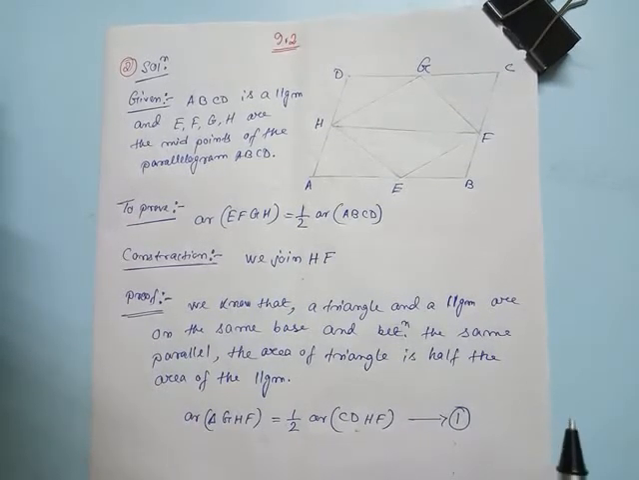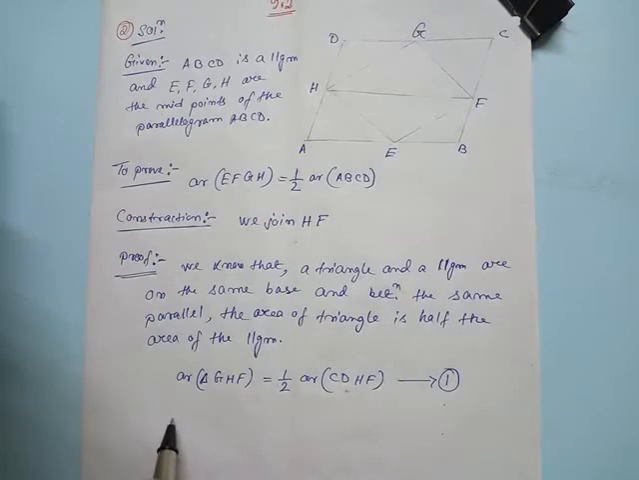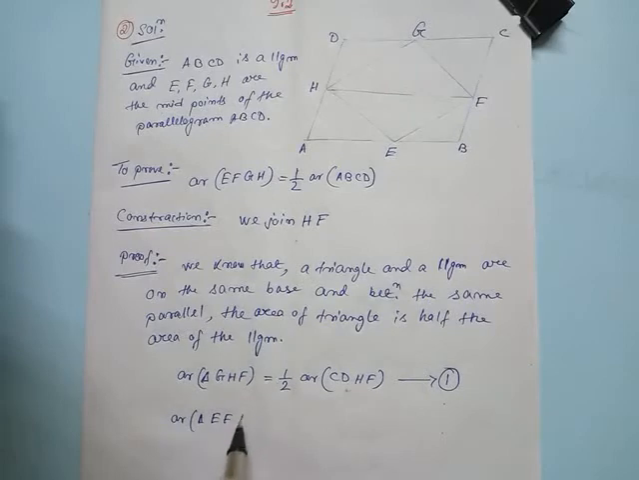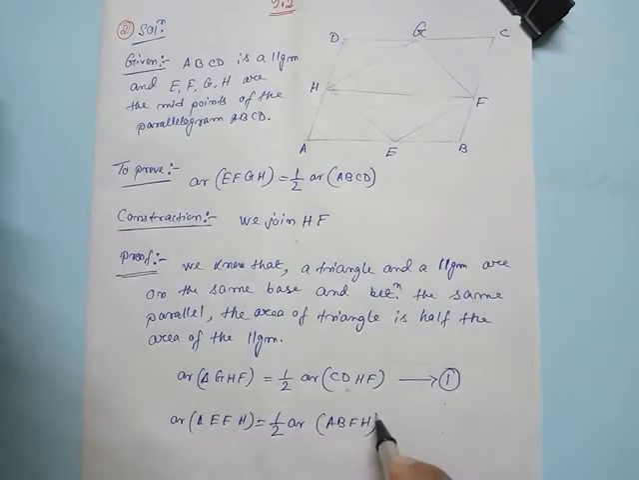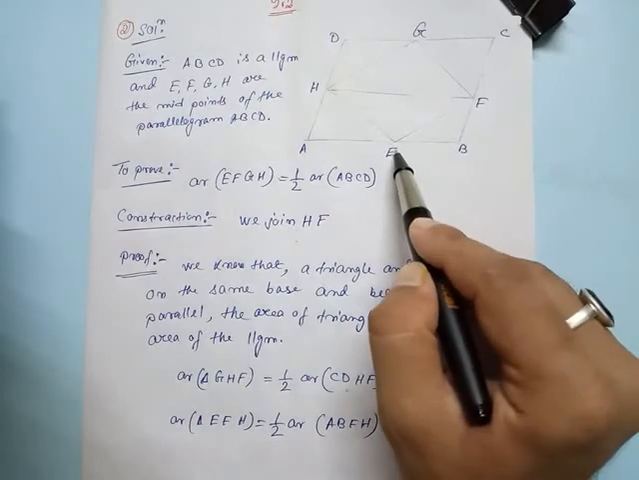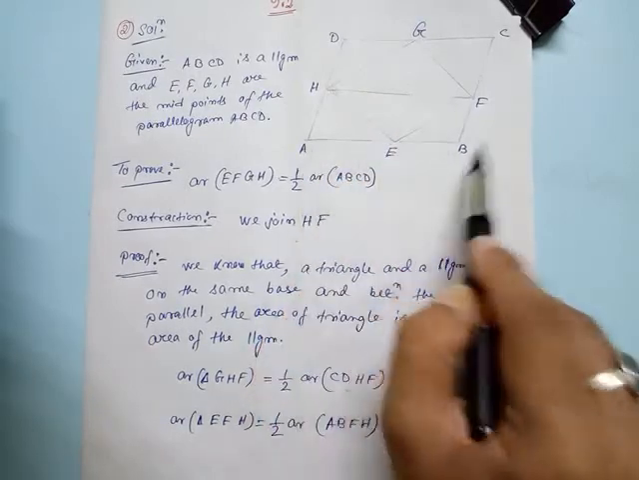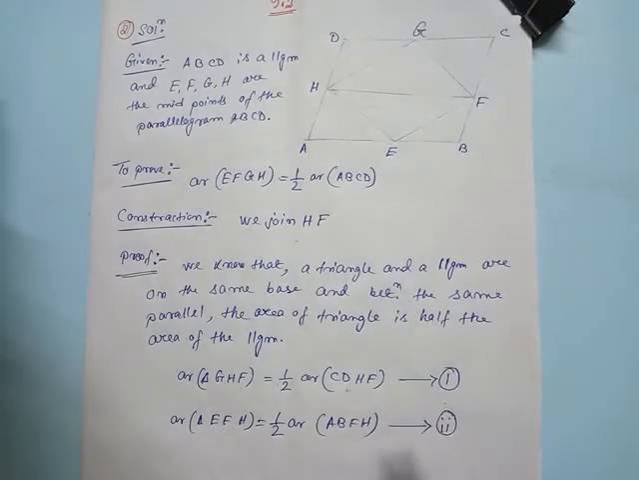Now just after that, triangle EFH. Now again I will write here area of triangle EFH equal half area of ABFH. Here in this case, triangle EFH, HF is the base and it is between the same parallels, meaning HF and AB. So according to this theorem, area of triangle is half of the area of the parallelogram. Now this is equation number 2.